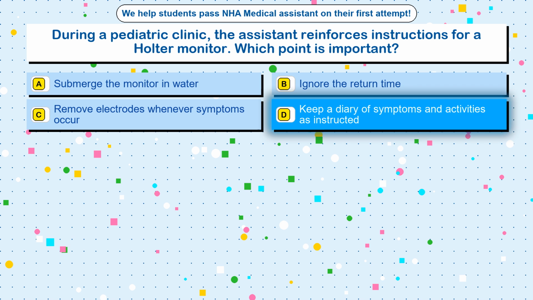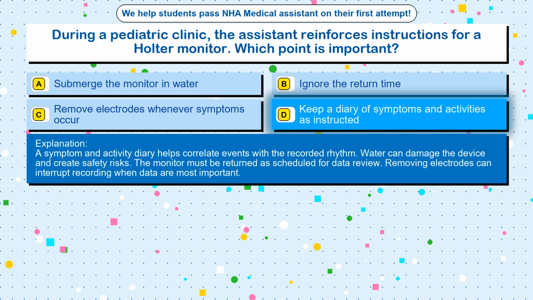The correct answer is option D. Keep a diary of symptoms and activities as instructed. A symptom and activity diary helps correlate events with the recorded rhythm. Water can damage the device and create safety risks. The monitor must be returned as scheduled for data review. Removing electrodes can interrupt recording when data are most important.